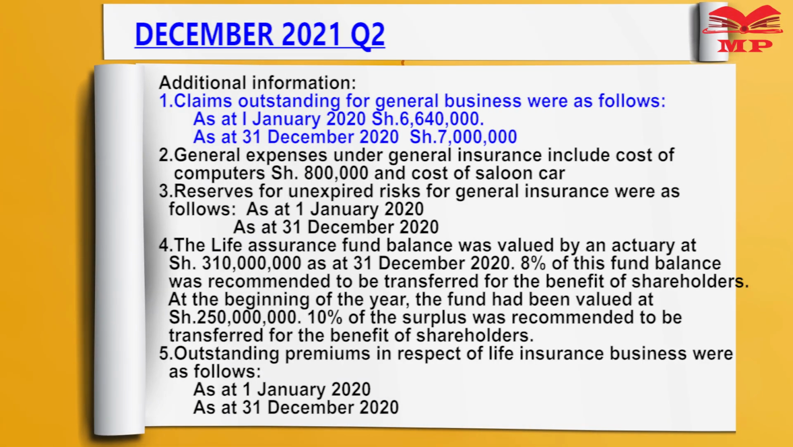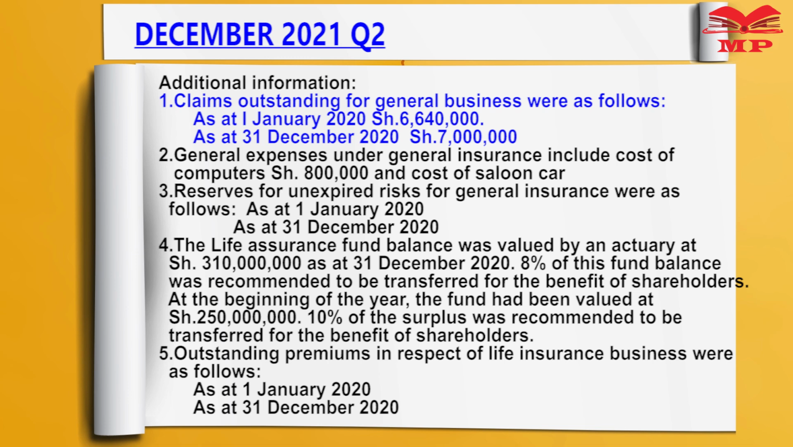Claims outstanding for general business were as follows. Remember, claims are the major expenses under general insurance. So we are told claims outstanding for general business was as follows.